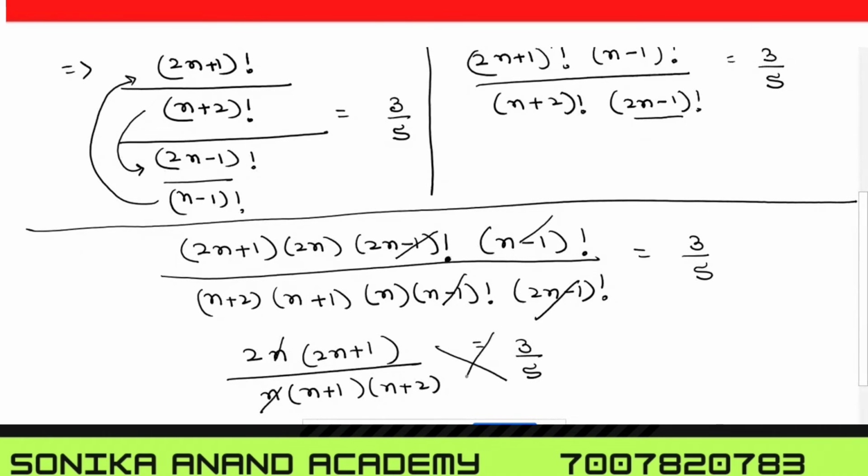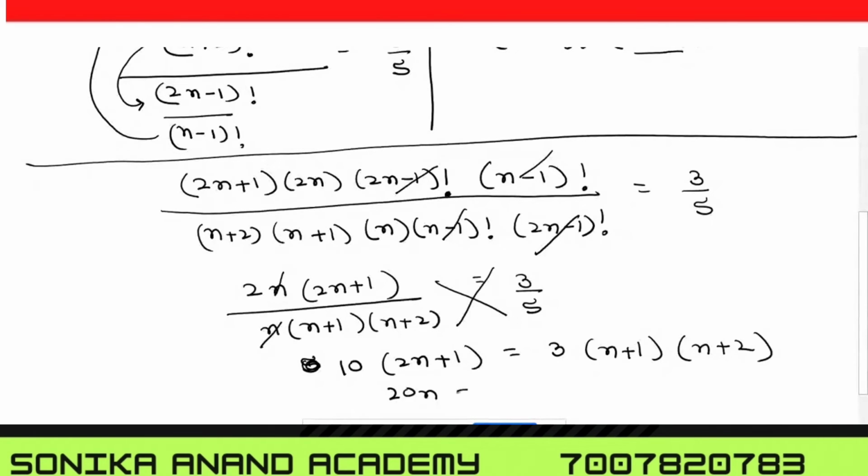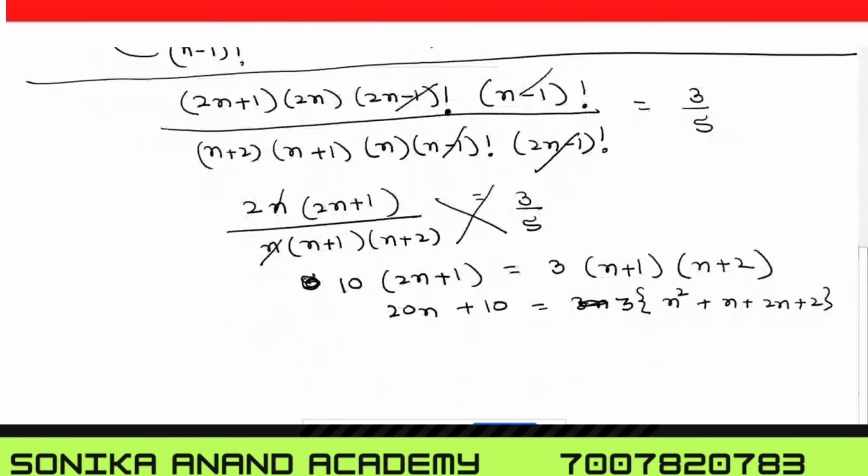and I will cross multiply. So 5 into 2, that is 10. And now it becomes a quadratic and I think you can solve. Solve it and send me the value for n.